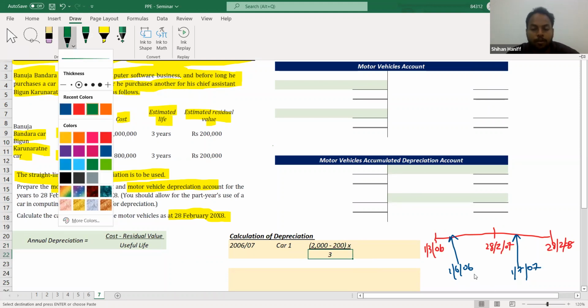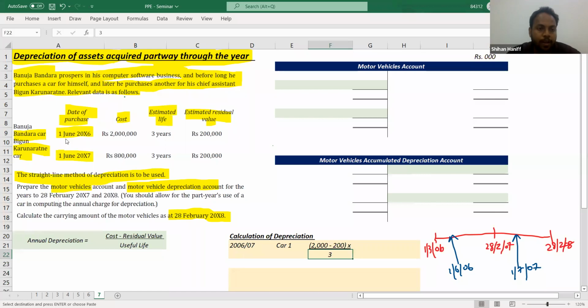1st of June, July, August, September, October, November, December, January, Feb. The financial year end is 28 February. So there are 9 months, starting from March, April, May, June, July, August, September, October, November, December, Jan, Feb. So this is from 1st of June.